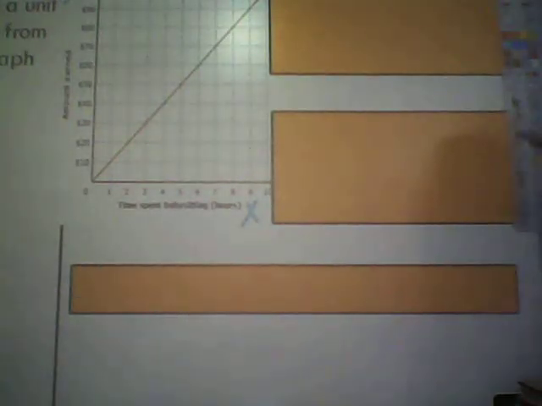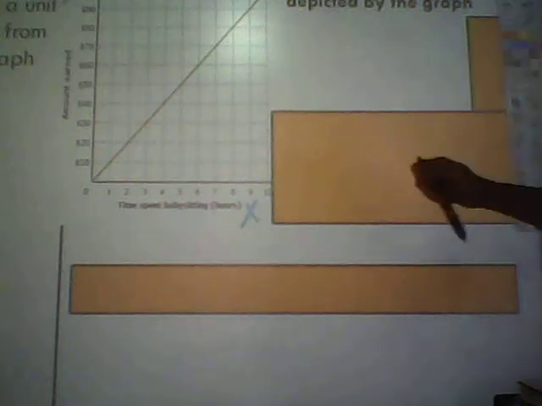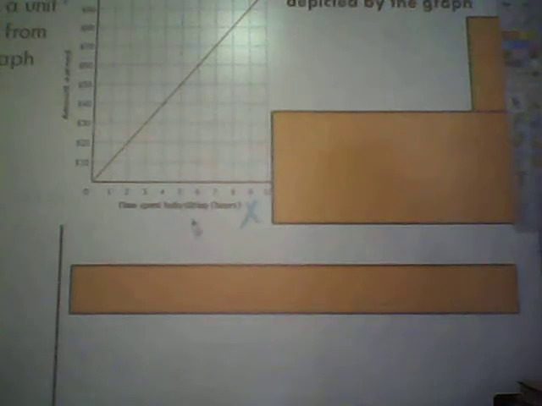What is our first thing that we're being asked? Describe the relationship depicted by the graph. When you are asked this question, I want you to describe this relationship in a very specific way. I would like you to say, this graph depicts a proportional relationship showing the time spent and the total money earned. Okay? Why would we say proportional relationship?